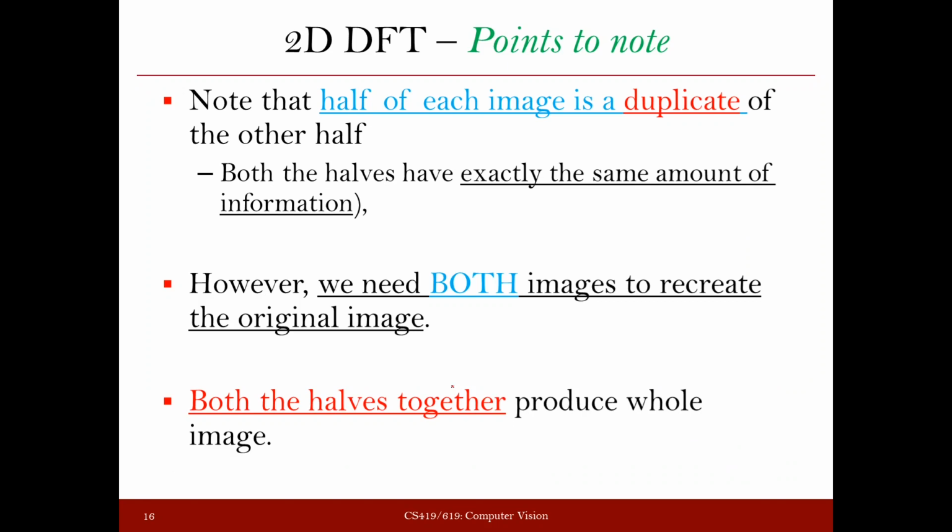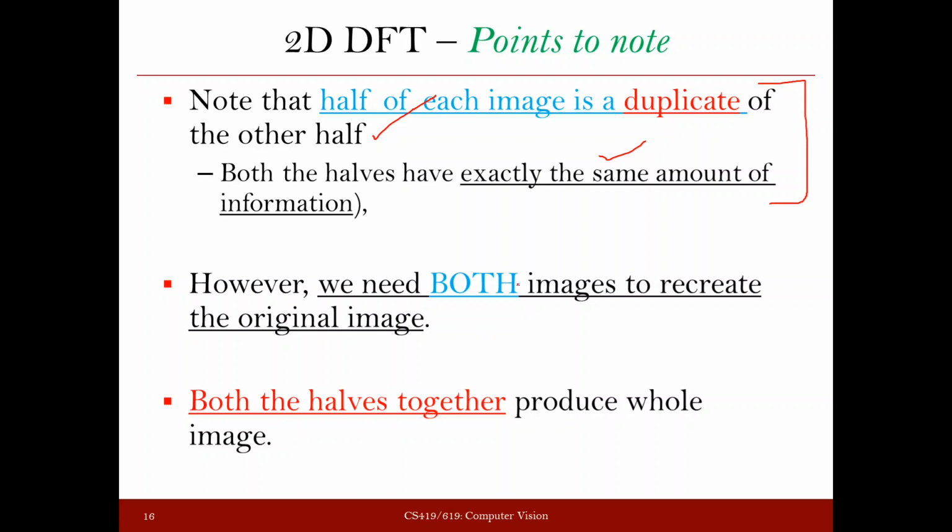Okay. So what are the learnings from all this discussion, or what are the important points that we should remember from here? The first point is that half of each image is a duplicate of the other half. This is a very important thing that we need to remember. Whatever one half contains, the exact same information is contained in the other half of your Fourier spectrum. And when I am not mentioning specifically magnitude or phase, that means we are talking about the magnitude. So whatever we are saying here is with respect to the magnitude. Okay.